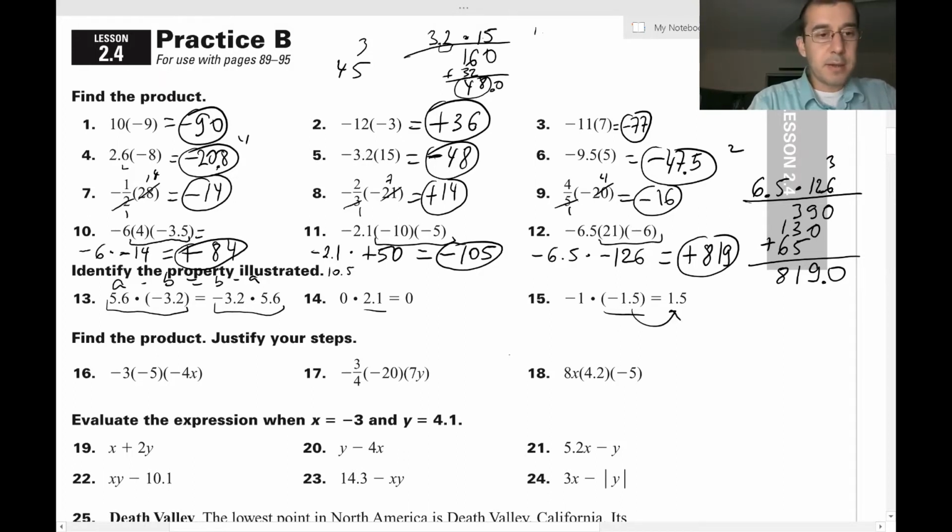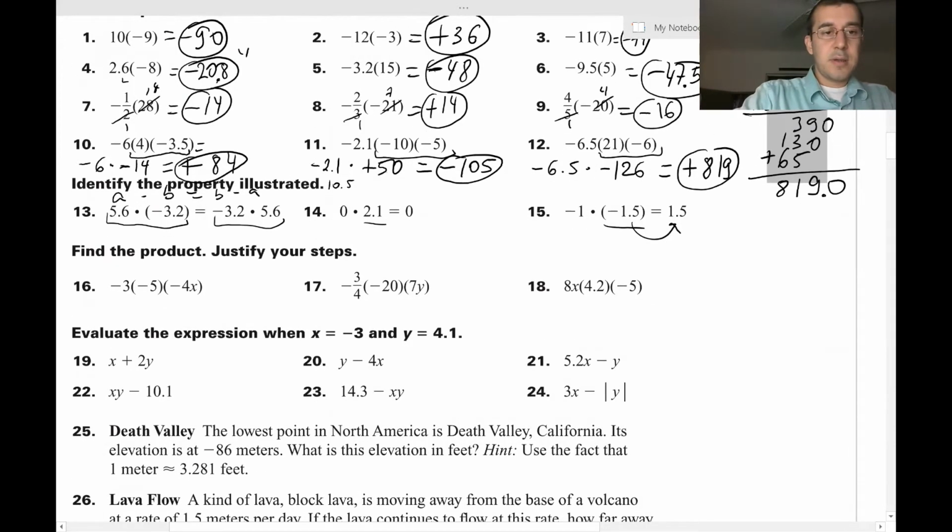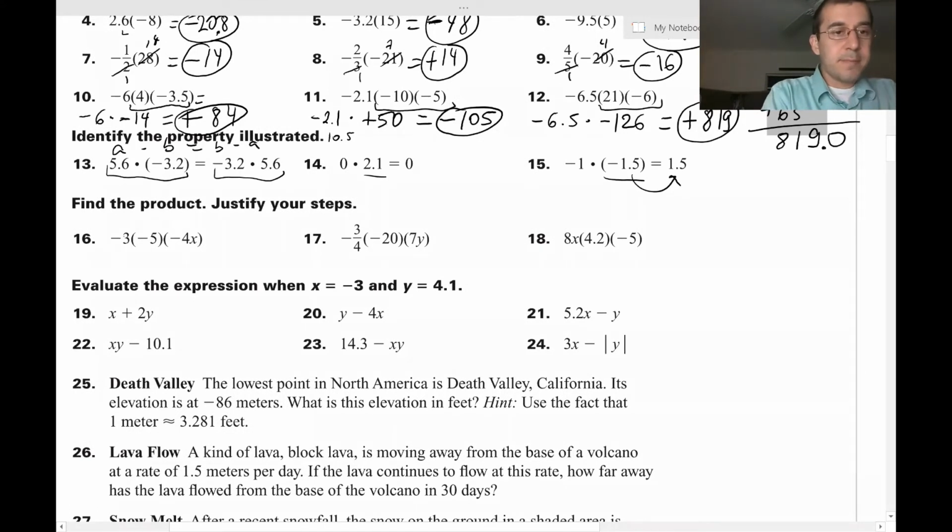Okay. Find the product, justify your steps, 16 through 18. So let's do -3 times -5. Two numbers with the same sign, that's plus. 3 times 5 is 15, then times -4x. This can be written as 15 times -4 times x. Two numbers with different signs, that's minus. 4 times 15 is 60, so minus 60x is the answer for 16.